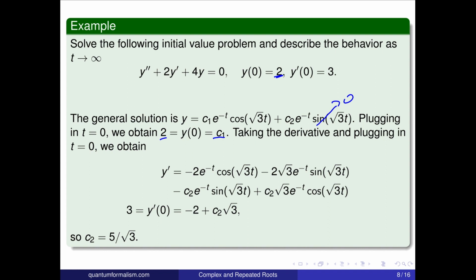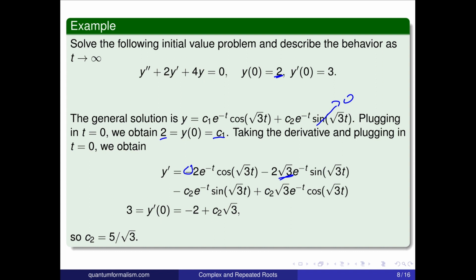All right. Now we need to take the derivative, which again we have to do the product rule. It's kind of annoying. So here we've plugged in c1 is equal to 2 already when doing this derivative. And then we pick up this minus sign from taking the derivative of e to the minus t. And then in the second term, we pick up a square root of 3 from taking the derivative of the cosine term. Similarly, for the other two terms, we pick up a minus sign from the e to the minus t and a square root of 3 from taking the derivative of the sine term.